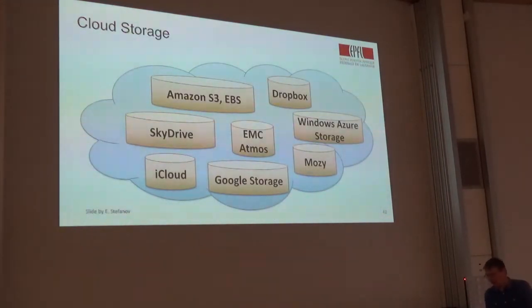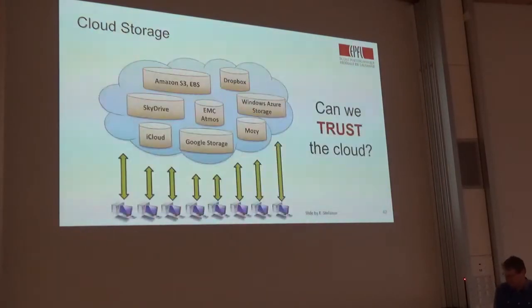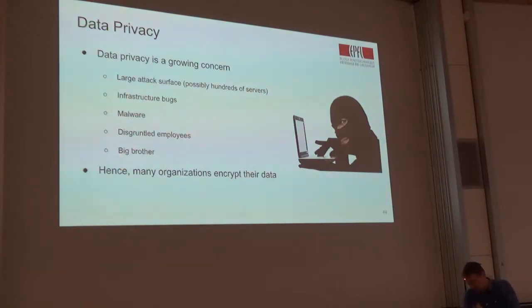Yeah, so this comes from the fact that we have all these different cloud storages. And can we trust the cloud? Of course, as a good cryptographer, we all have to shout, no, we don't trust the cloud. The cloud is evil. The cloud wants to watch us. The cloud wants to look what data we have. So we have this large attack surface because there are a lot of servers. They're all over the world.